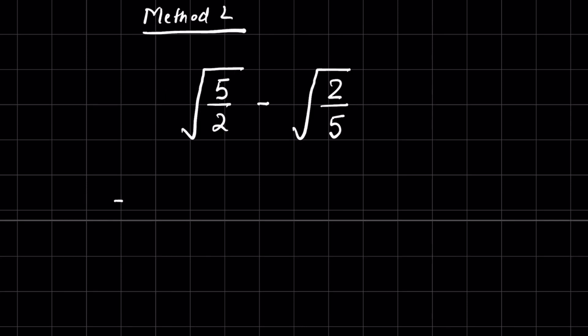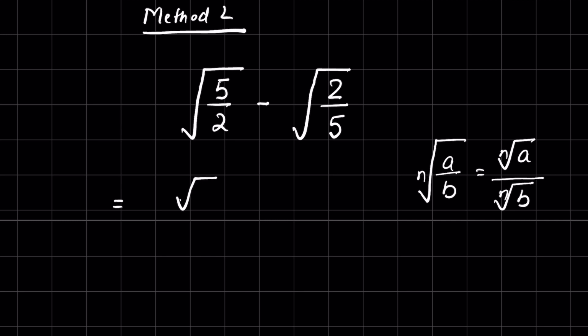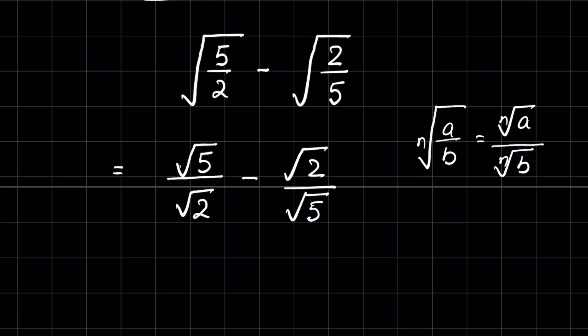Now again we can write it as nth root. Use the property a upon b under nth root is nth root of a upon nth root of b. So let's write it as square root of 5 upon square root of 2 minus square root of 2 upon square root of 5. Now in the butterfly method, we multiply crisscross the numerators and denominators like this.